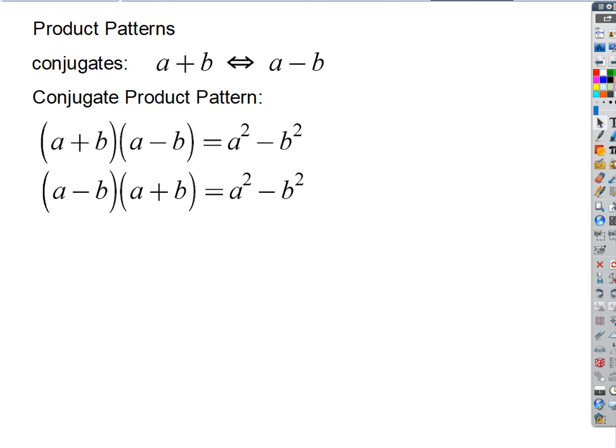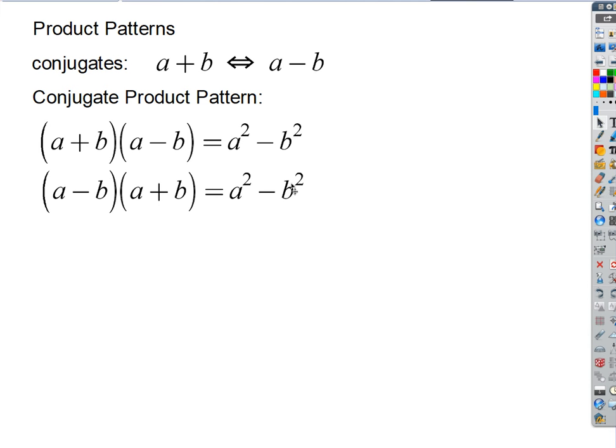We've already sort of talked about this earlier in the year. If you multiply two conjugates together, what does it mean to be a conjugate? Right, the same terms with different operations between them. In one case you're adding and in the other subtracting. So something of the form a plus b times a minus b, or vice versa, doesn't matter. Either way, you get a difference of squares: a squared minus b squared.